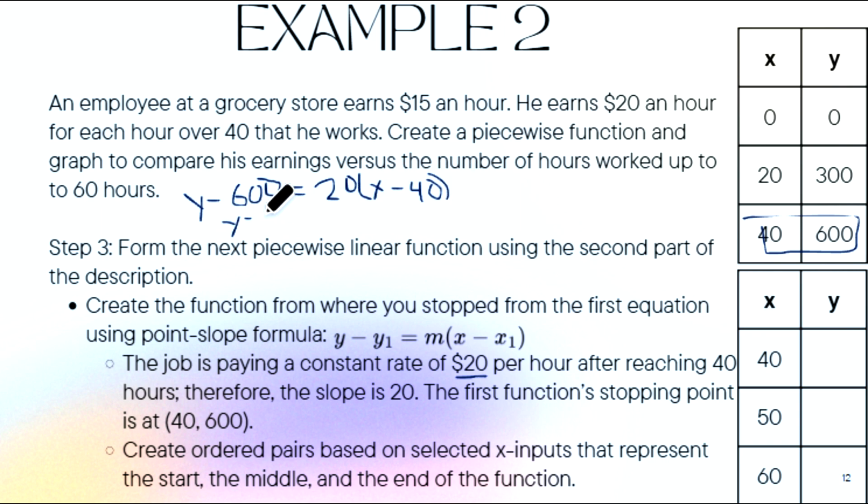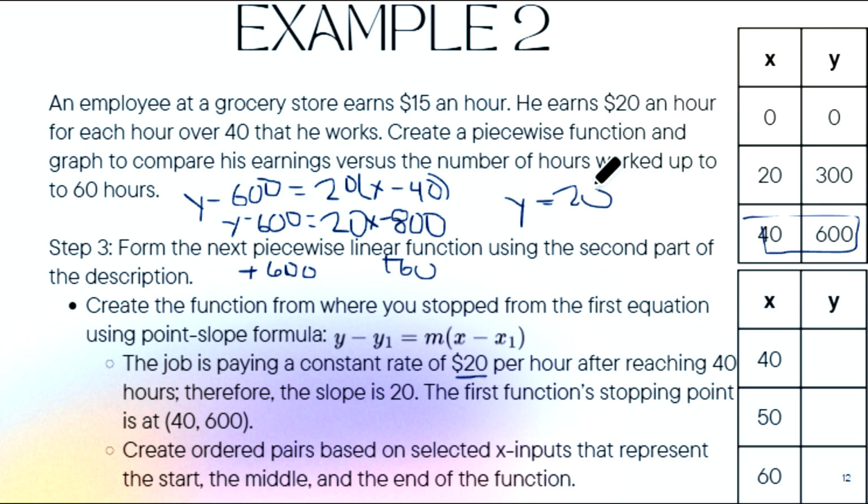So we're going to distribute with our multiplication in parentheses first. So we have y minus 600 equals 20x minus 800. Okay. Now we got to get rid of this 600, so we're going to add 600 to each side. Which is going to leave us with y is equal to 20x minus 200.